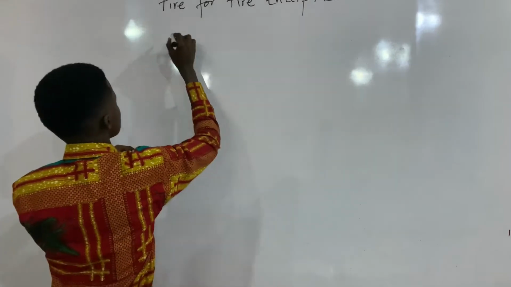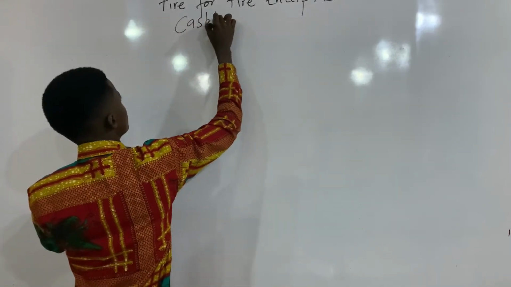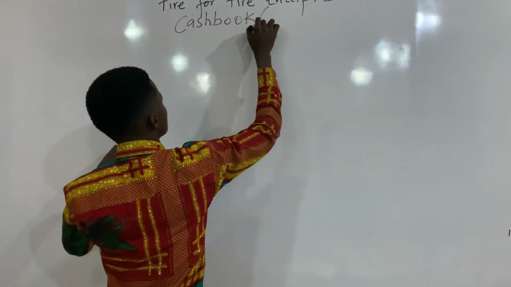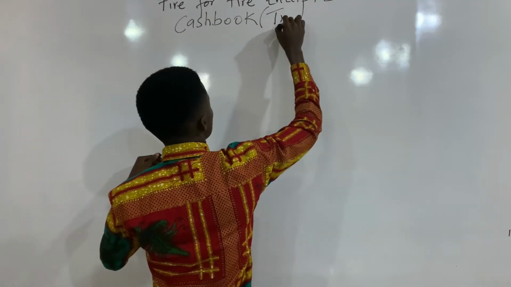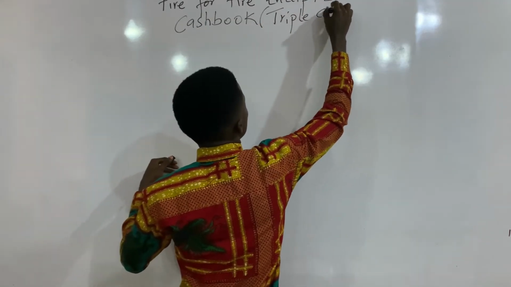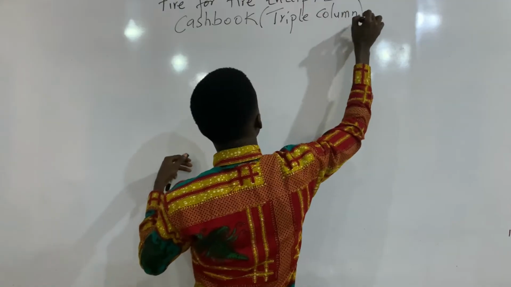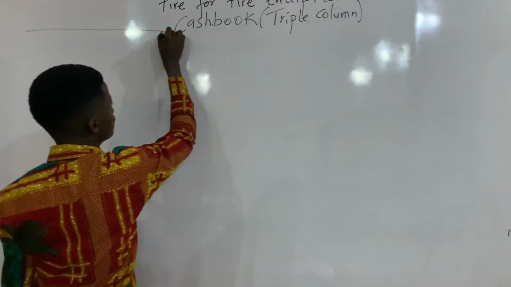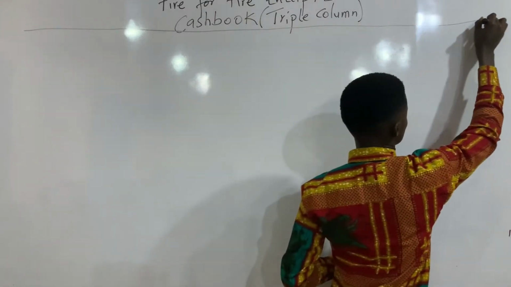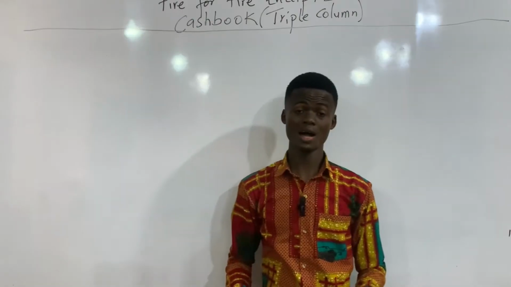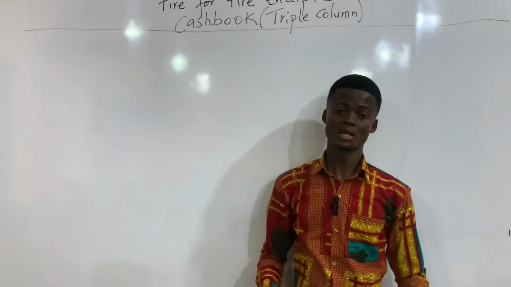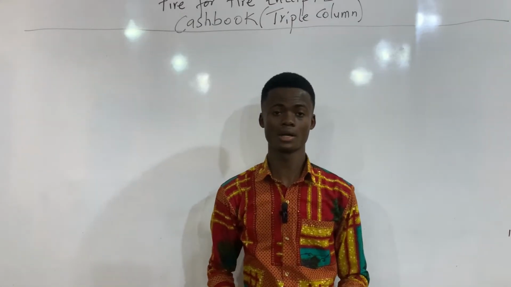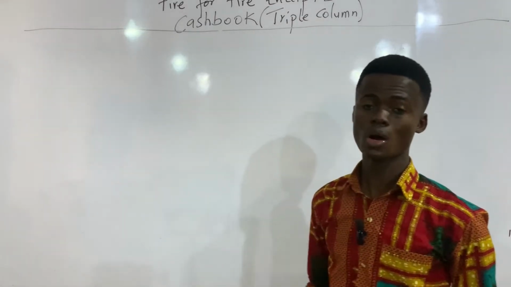and our requirement is cash book. You can choose to bring triple column. Then you will neatly underline. So after this, as said in our previous video, every account has a debit side and a credit side. So we will divide this into two halves.